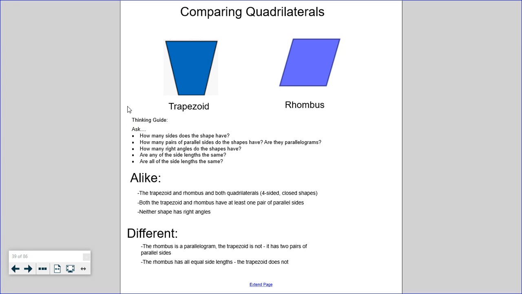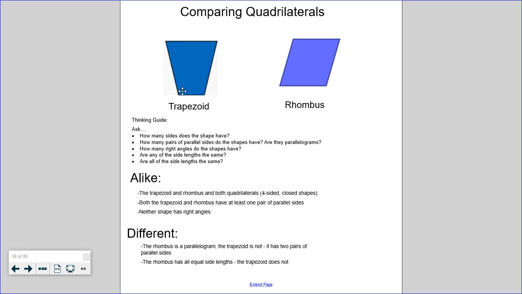So here's a little thinking guide for you. Think to yourself about each of these two shapes. How many sides does the shape have? How many pairs of parallel sides do the shapes have? Are they parallelograms? How many right angles do the shapes have? Are any of the side lengths the same? And are all of the side lengths the same?